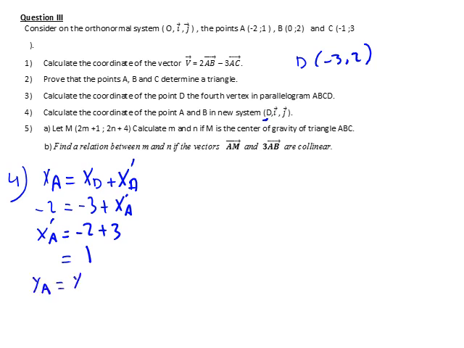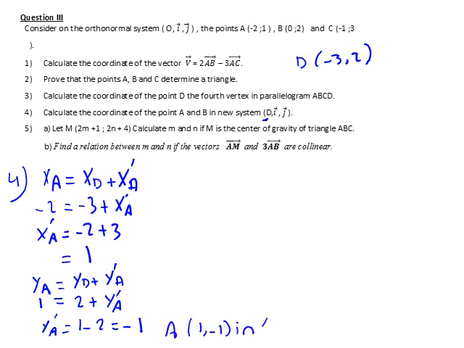YA equals YD plus Y prime A. YA is equal to 1, which equals 2 plus Y prime A. So Y prime A is equal to 1 minus 2, which equals minus 1. So A has coordinates 1, minus 1 in the new system D, I, J.